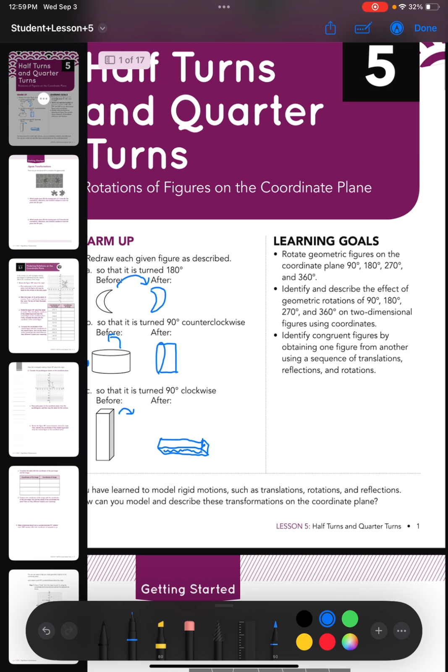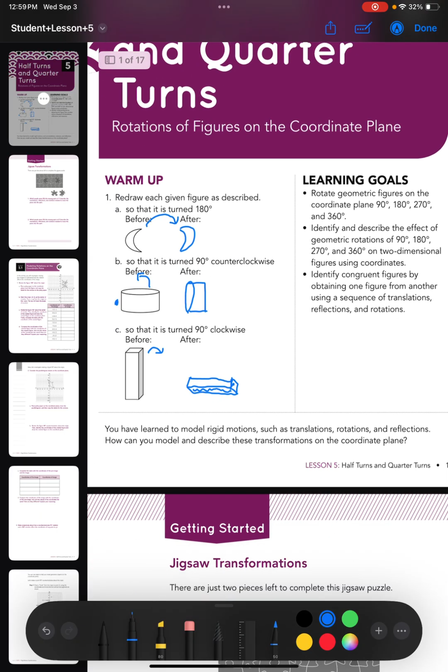All right, so our goal here is rotating geometric figures on the coordinate plane, 90 degrees, 180 degrees, 270 degrees, and 360. We're going to look at the effects, what happens when we make those rotations, and identify congruent figures.